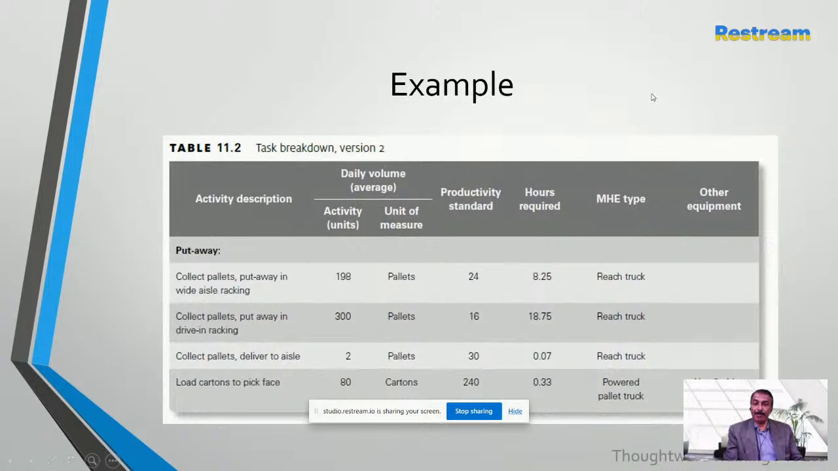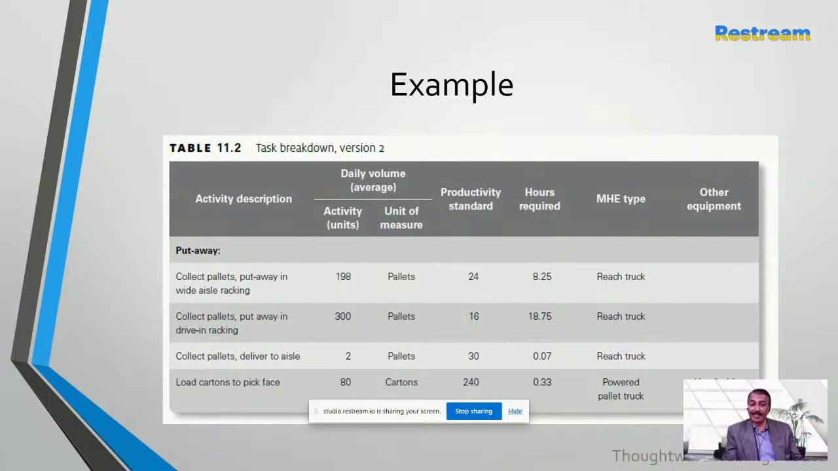Here you can see an image which is an example. I try to give the task breakdown. Here you can see we are analyzing a particular task within the warehouse, for example, put away and daily volume. Here we are talking about the activity, number of units, or it can be in the form of unit of measure. Here you can see this particular warehouse uses both pallets and cartons, so you need to have some unit of measure. Then we have the productivity standard, possibly for a shift or per hour, having known the capability of the worker and the equipment.